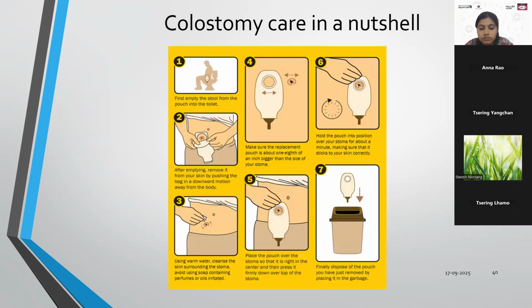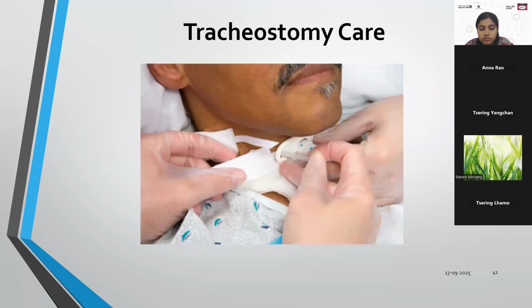You can go through it. First, emptying of the stoma bag, so it is cleaned. Then you can see here, make sure that the replacement pouch is ready. Then cutting. Then next is cleaning and applying the new bag, and throwing the old bag into the bin. So the whole colostomy care is given in one picture. Next slide, we will see about tracheostomy care.